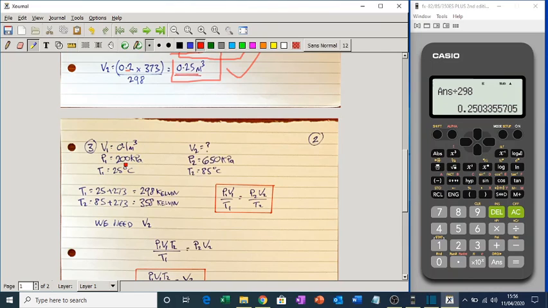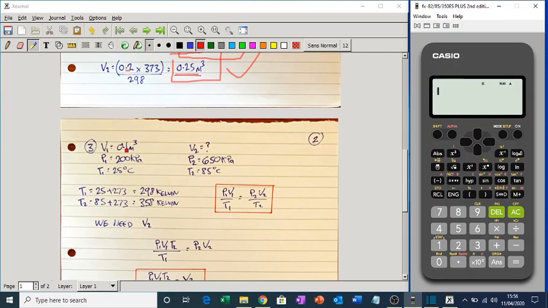And number 3, we've got a gas with this volume, a pressure of 200 kilopascals and a temperature of 25 degrees C. We'll have to convert that soon. And we've also got T2 of 85. We'll have to convert that. Pressure 650. So we're decreasing the temperature and increasing the pressure. What's going to happen to the volume?